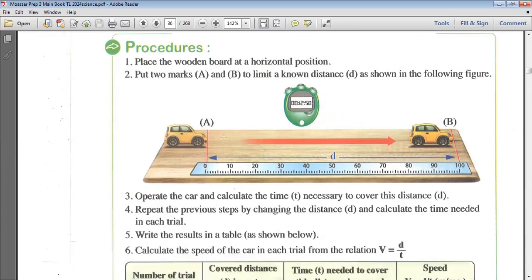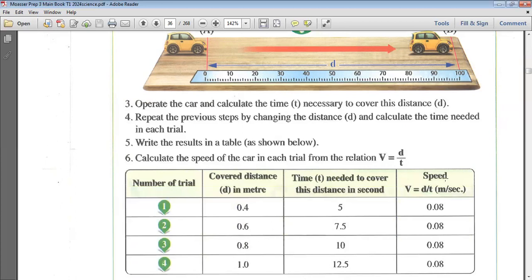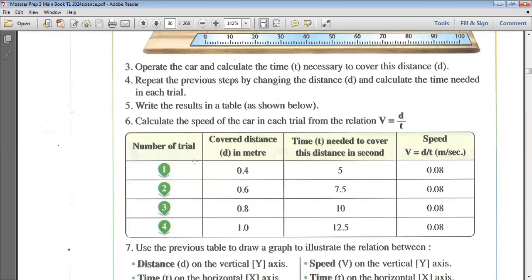We will do an activity by using a toy car, a stopwatch to know the time needed to cover the distance, and a ruler to measure the distance covered by the moving car. We will put the results in a table, and then we can calculate the speed. Speed equals distance over time. Number one, distance 0.4 over time 5 equals 0.08. Then we will use this table to draw a graph.